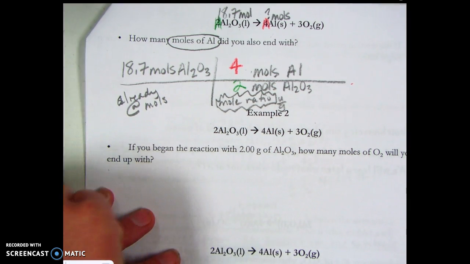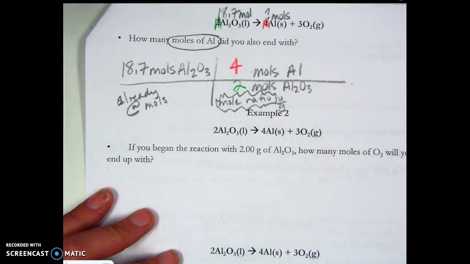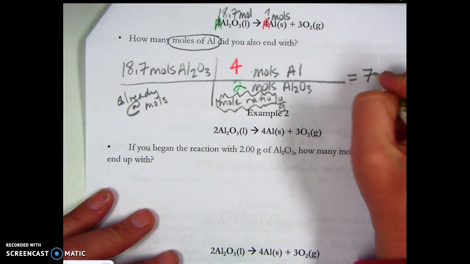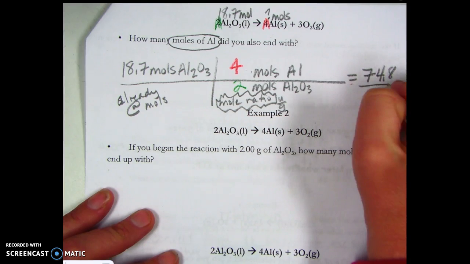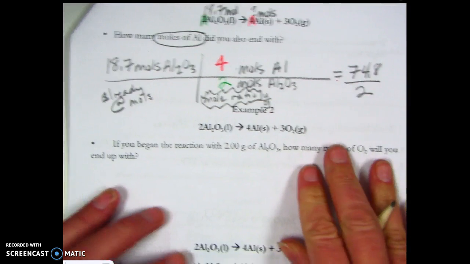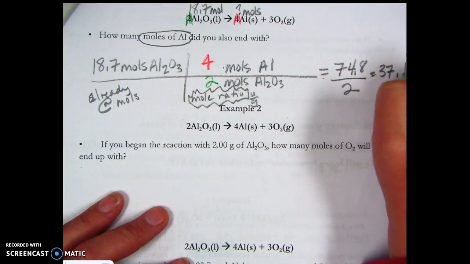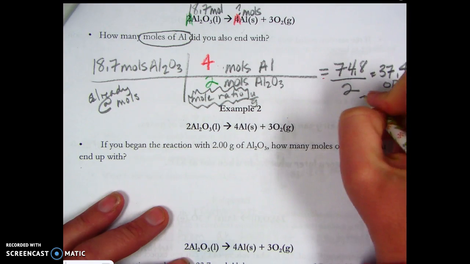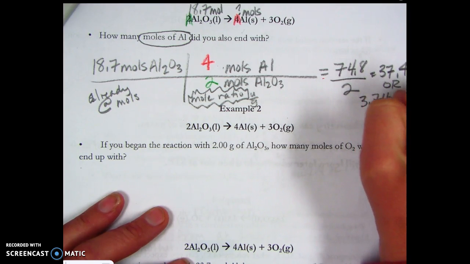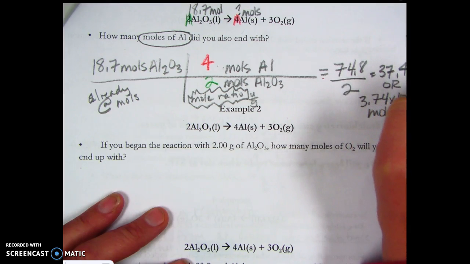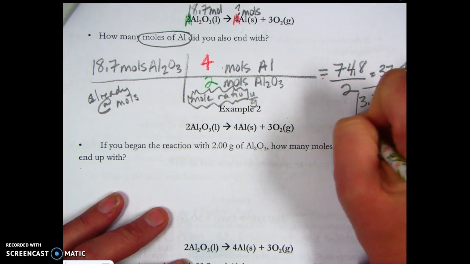18.7 times 4 is going to be 74.80 divided by 2. And we're going to get 37.4 or 3.74 times 10 to the first moles of aluminum. And that's my answer.